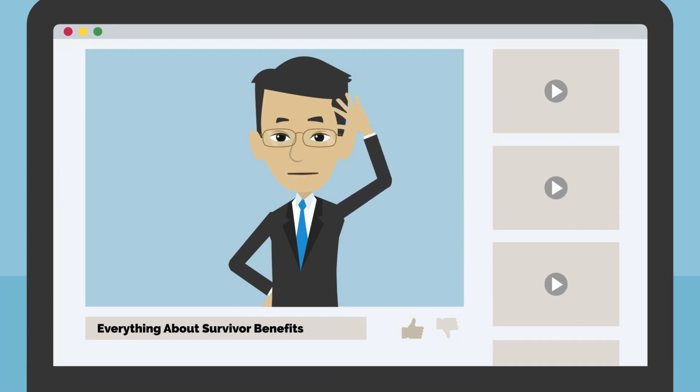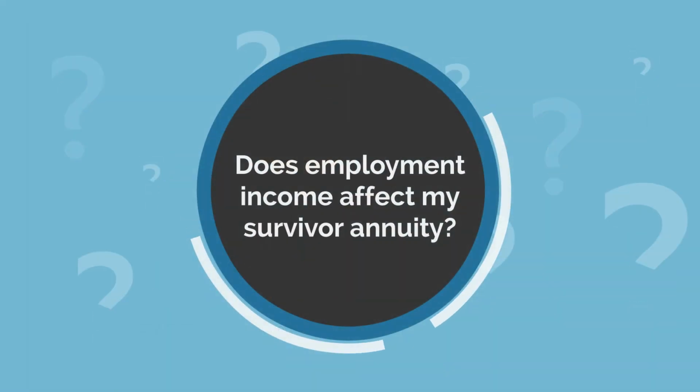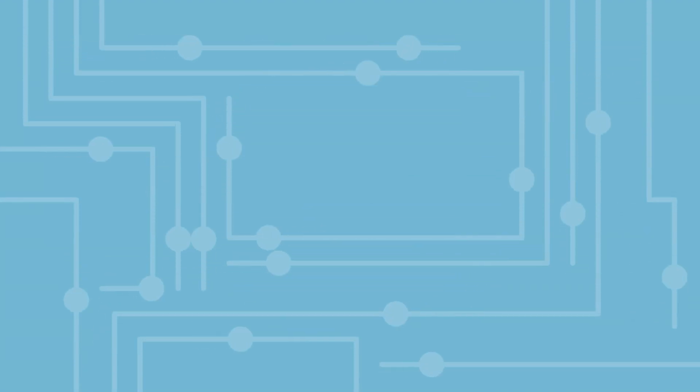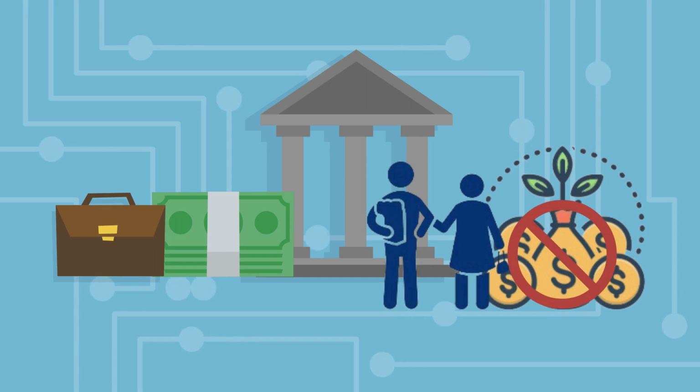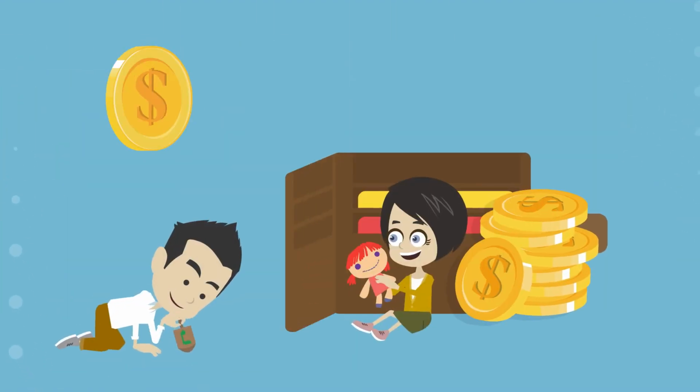Let's continue. Does employment income affect my survivor annuity? No, your income from employment with the government or any other employer will not affect your spousal survivor annuity. The income of a child may affect some types of child benefits.